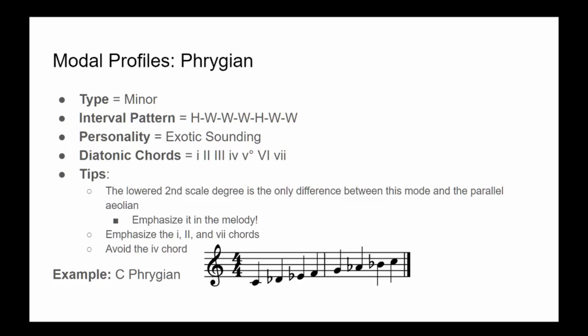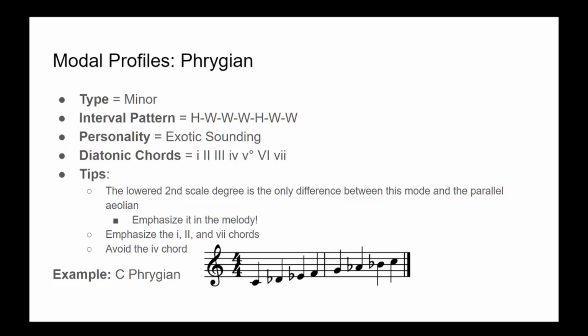Now, the only thing that keeps the Phrygian mode from being a plain old minor scale is the lowered 2nd scale degree. This is the characteristic note that gives it the exotic feeling. When you're writing a melody, it's useful to take advantage of this lowered 2nd to make sure that your melody sounds like it's written in the Phrygian mode.